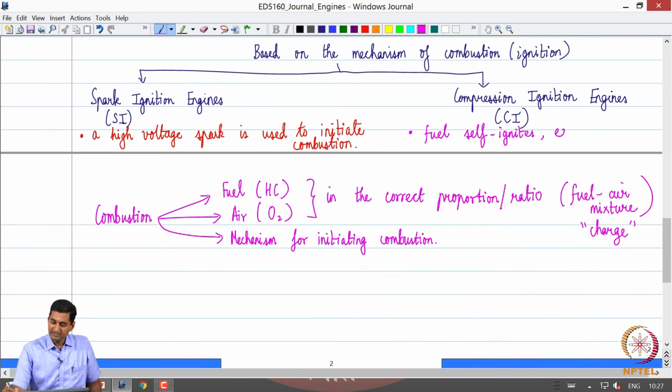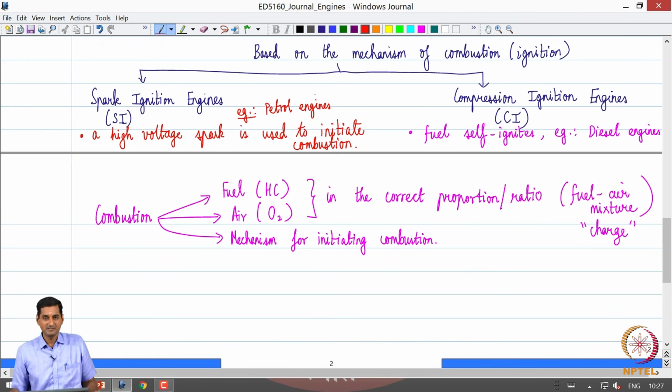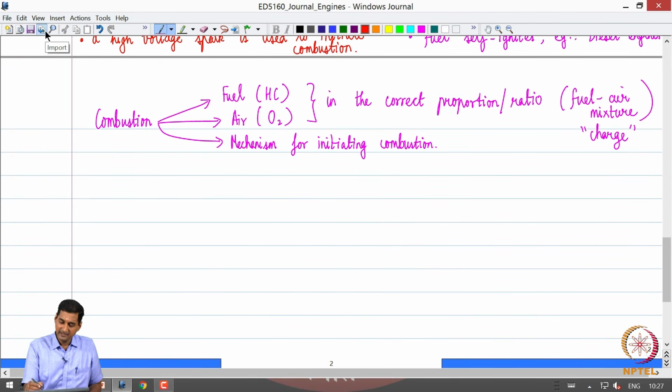So, for example, diesel engines are compression ignition engines, and petrol engines are spark ignition engines. For this reason, people will call petrol engines spark ignition engines and diesel engines compression ignition or CI engines. So, they are used interchangeably for this particular reason. So, this is one classification.